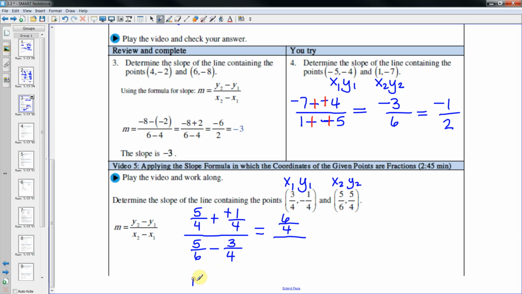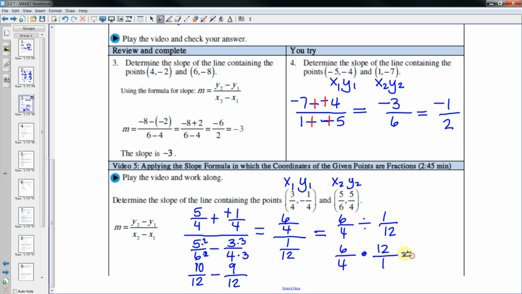Well, the common denominator for those would be 12. 6 times 2 is 12, so 5 times 2 is 10 12ths, minus 4 times 3 is 12, so 3 times 3 is 9, 9 12ths. 10 12ths minus 9 12ths is equal to 1 12th. Now, this is a big division problem. So this is 6 over 4 divided by 1 over 12. So we're going to keep the 6 over 4. We're going to change to multiplication. We're going to flip the 12th to make it 12 over 1.